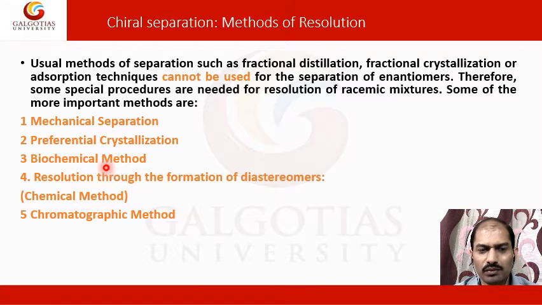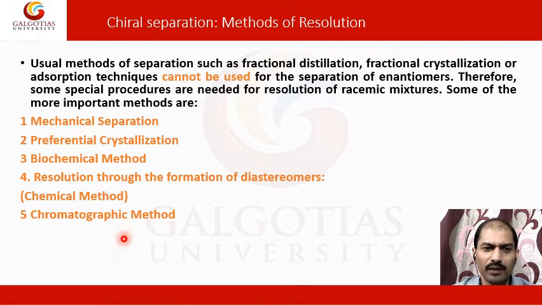Now coming to the topic which is also very important in this lecture: chiral separation. As you know, in many reactions, if chiral species are formed, or different chiral compounds are formed, how can we separate them? There are a number of techniques such as fractional distillation, crystallization, and adsorption, but these cannot be used for the separation of enantiomers. When we are talking about enantiomers having a chiral center, special techniques are required to separate them, generally when the two enantiomers form a racemic mixture. Some of the important techniques are mechanical separation, preferential crystallization, biochemical methods, and resolution through the formation of diastereomers.